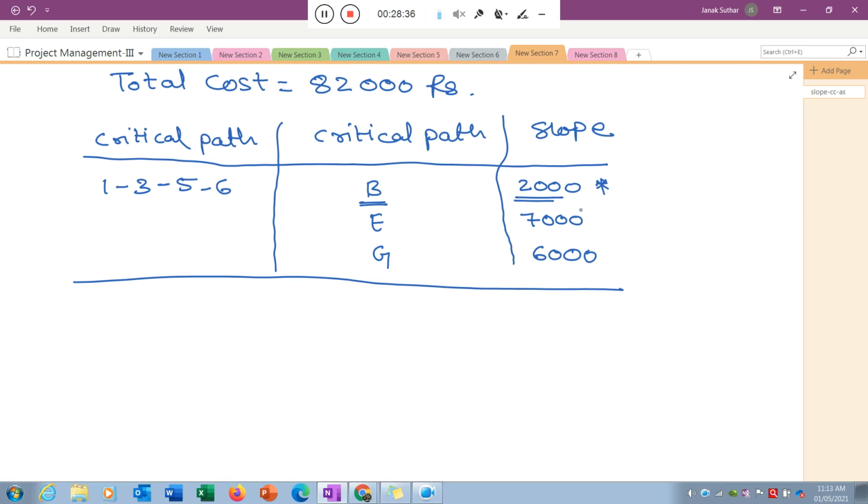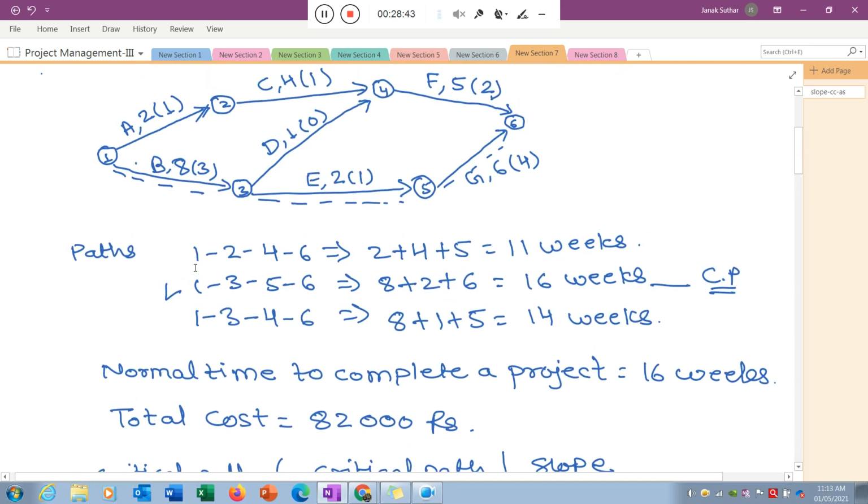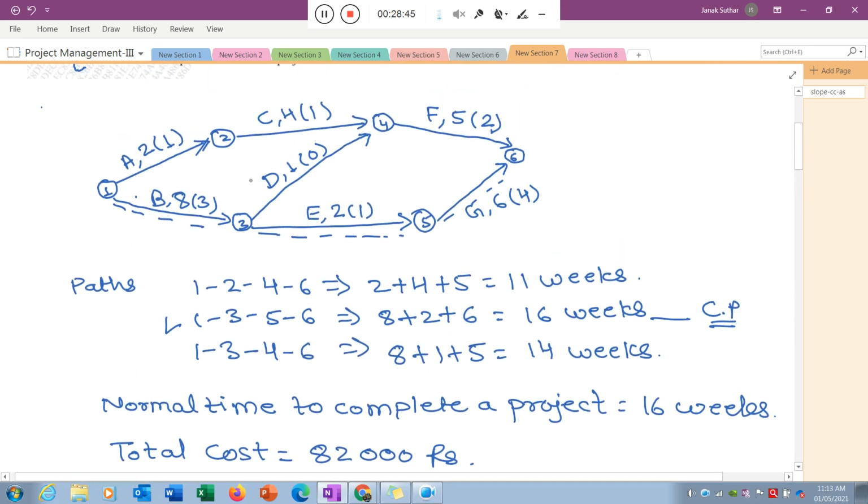How much can I reduce the activity B time? So I need to go to the network diagram. This is the network diagram. Okay, so first check the feasibility. Can I reduce activity 1 to 3? Yes, there is the feasibility.